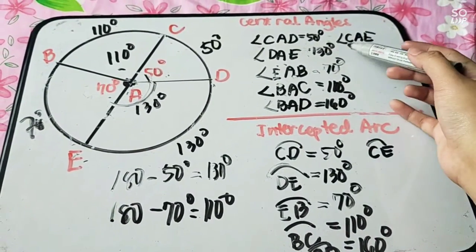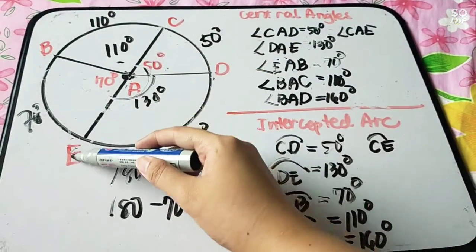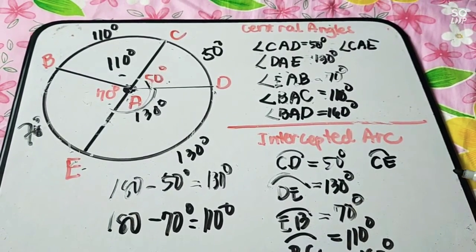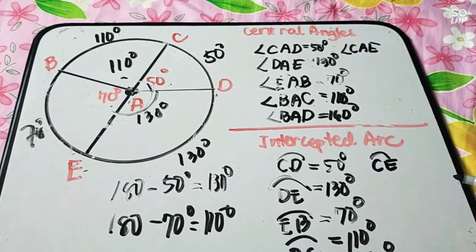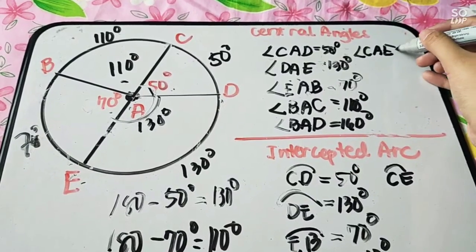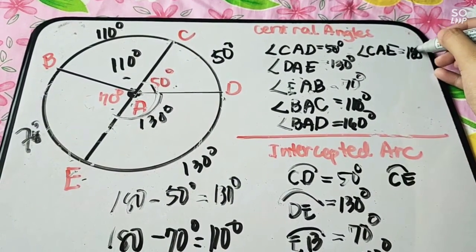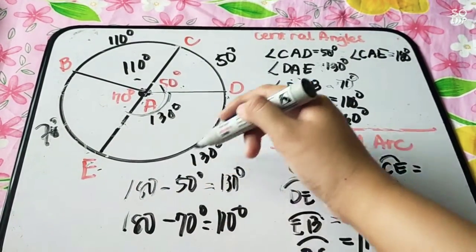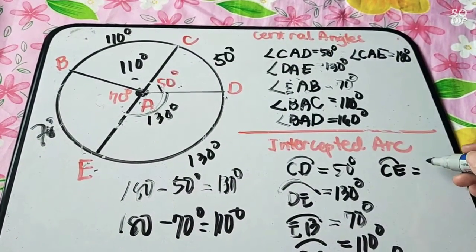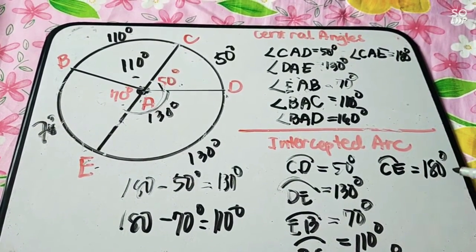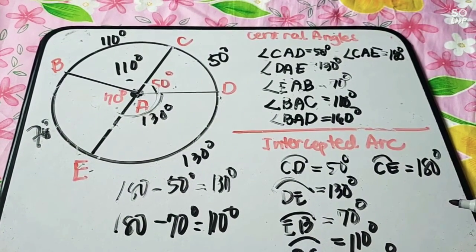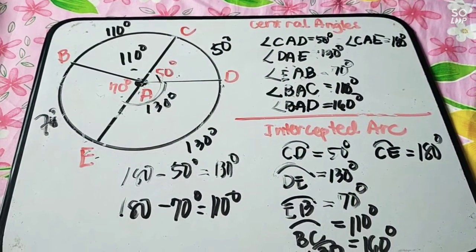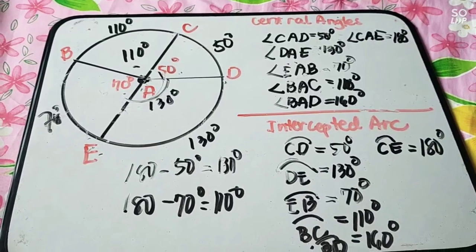How about angle CAE? As you can see, CAE ay kalahati mismo ni circle. So, since kalahati siya mismo, this one is equal to 180 degrees. And CE, as you can see, si arc CE is half of a circle that is 180 degrees. Is it clear? When you add 130 plus 50, 180. So, that is central angles and its intercepted arc.